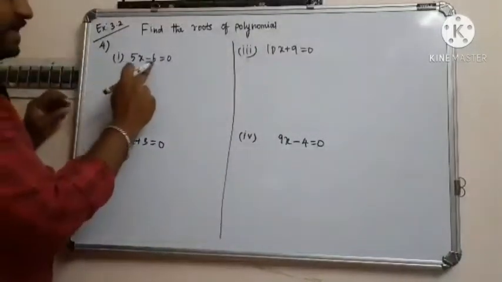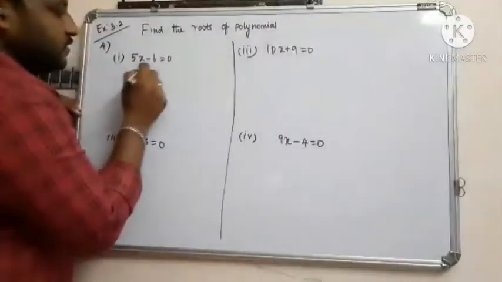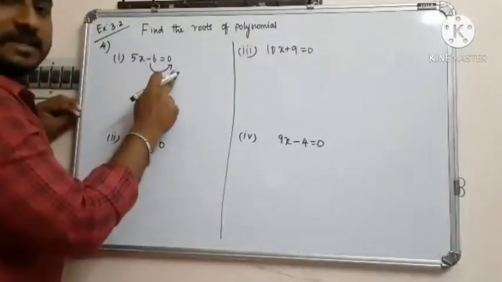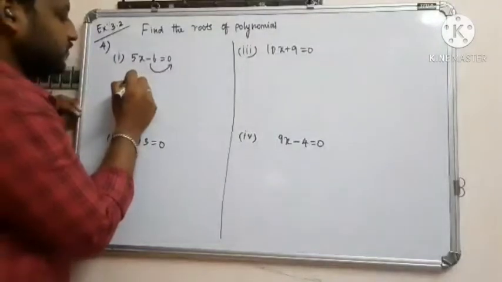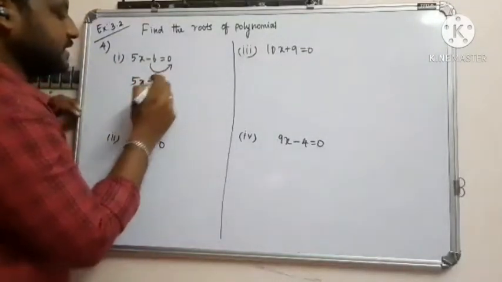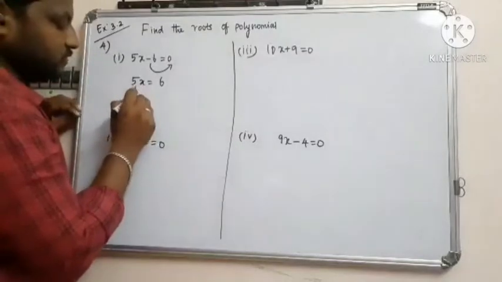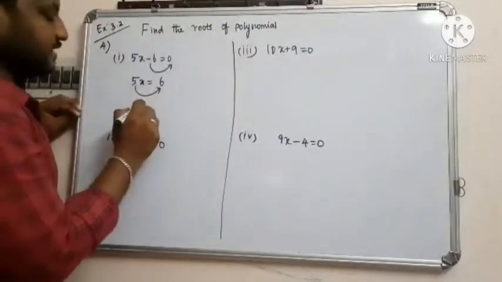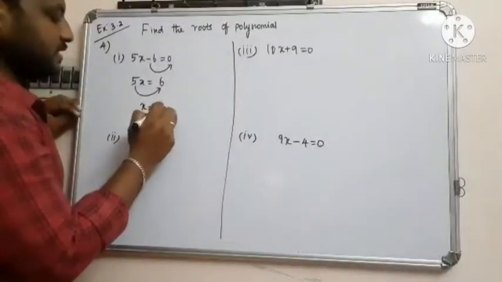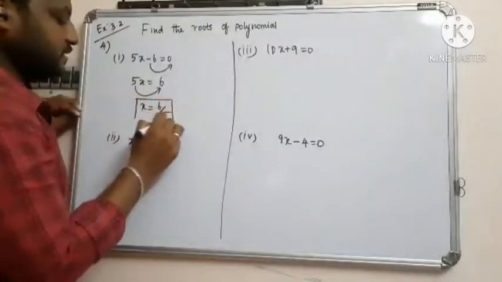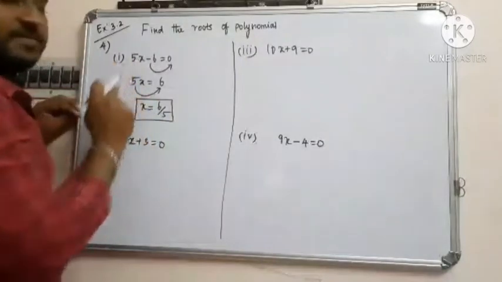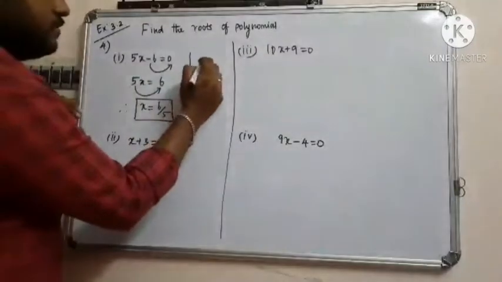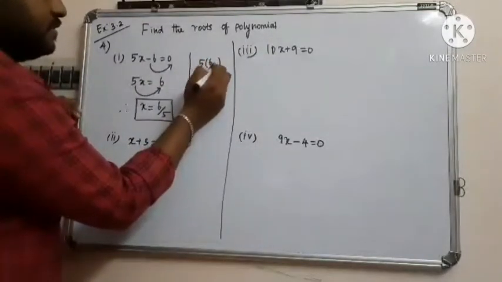So first question, 5x minus 6 is equal to 0. So we know that we have to find out the value of x. So minus 6 will change into plus 6. So 5x is equal to 6. Now we have to find out the value of x. So 5 also changes to the next side. So multiply should change into divide. So x value is equal to 6 by 5. So this is the root of this polynomial. Just check the answer. Substitute the value. 5 into 6 by 5 minus 6.